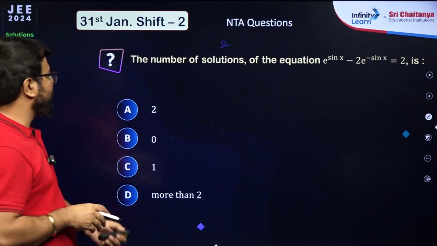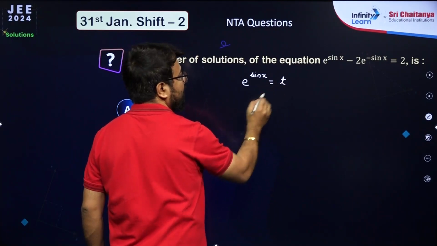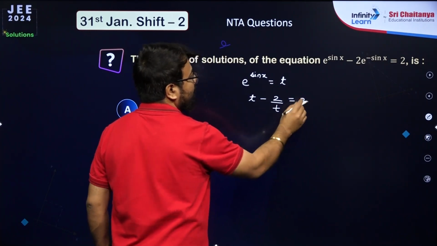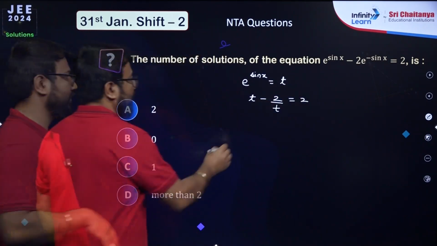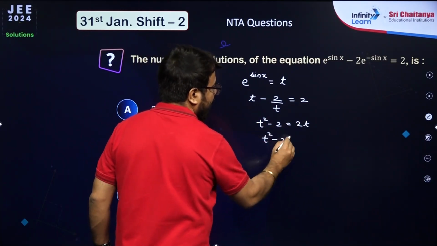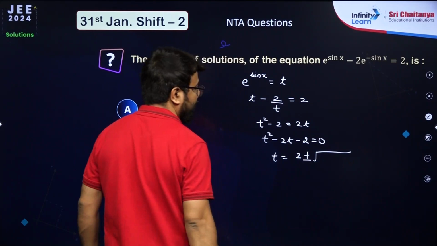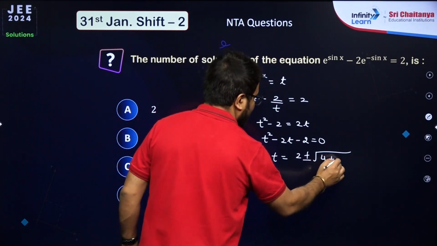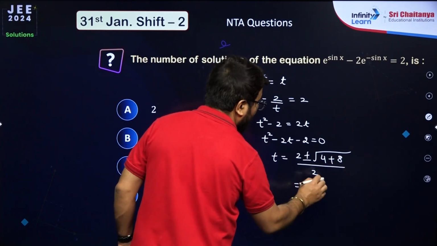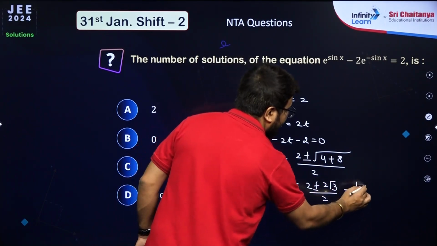Number of solutions of this equation is how many? So here I will assume this as t. So this becomes t, then -2 times 2 upon t, and here it is 2. Because of the negative power, I have taken it to the denominator. It becomes t square minus 2 equals 2t, so t square minus 2t minus 2 equals 0. I can find the value of t as minus b plus minus root of b square minus 4ac, that is 4 into 2, which becomes 8, whole divided by 2a. So 2 plus minus root 12. Root 12 can be written as root of 4 into 3, which becomes 2 root 3. So here it will be 1 plus minus root 3.